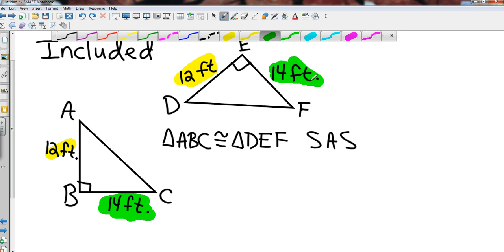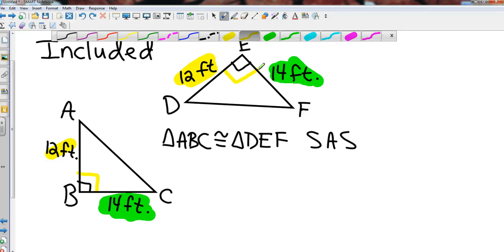And then we have this little gem right here. They both have a 90-degree angle. That 90-degree angle is included amongst those congruent sides. It is sandwiched in between. So we now have side, angle, side congruence.